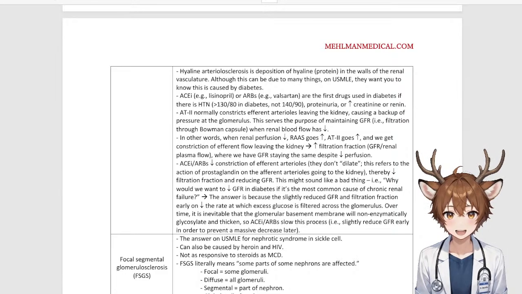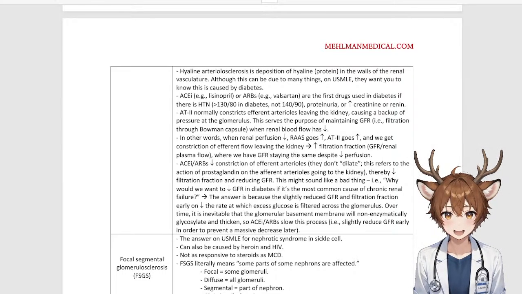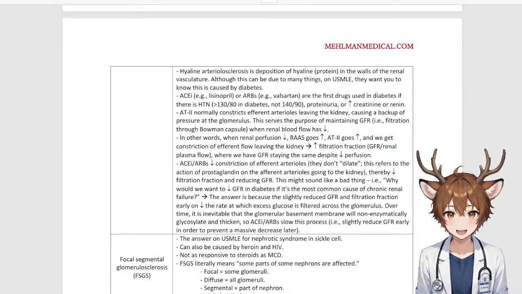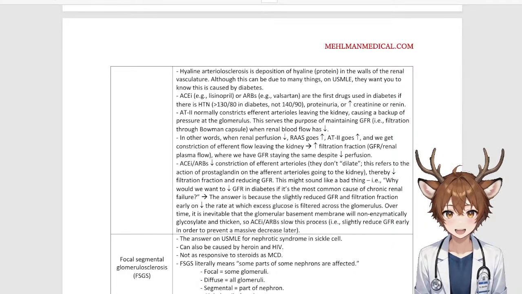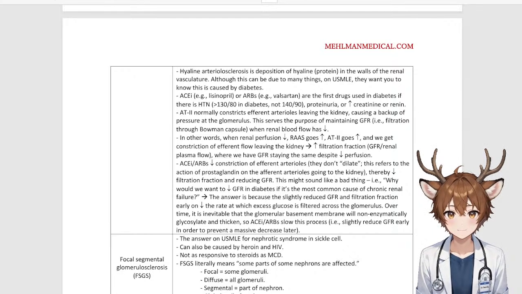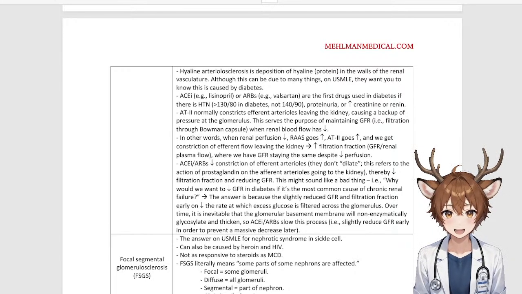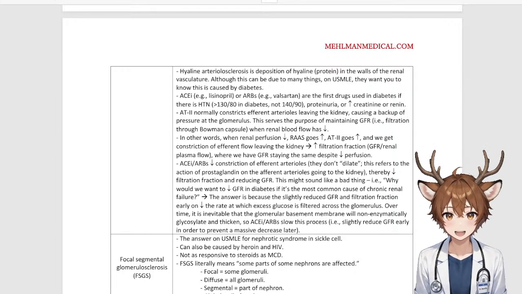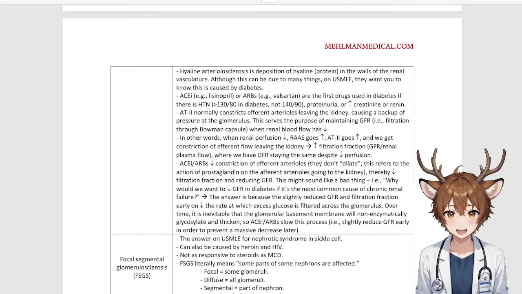Well, the answer is because the slightly reduced GFR and filtration fraction early on decreases the rate at which the excess glucose is filtered across the glomerulus. Over time, it is inevitable that the glomerular basement membrane will non-enzymatically glycosylate and thicken, so ACE inhibitors and ARBs slow this process, i.e., slightly reduce GFR early in order to prevent a massive decrease later.